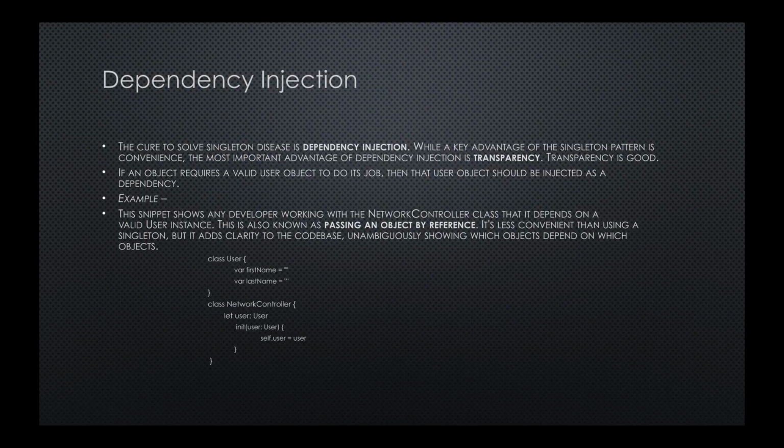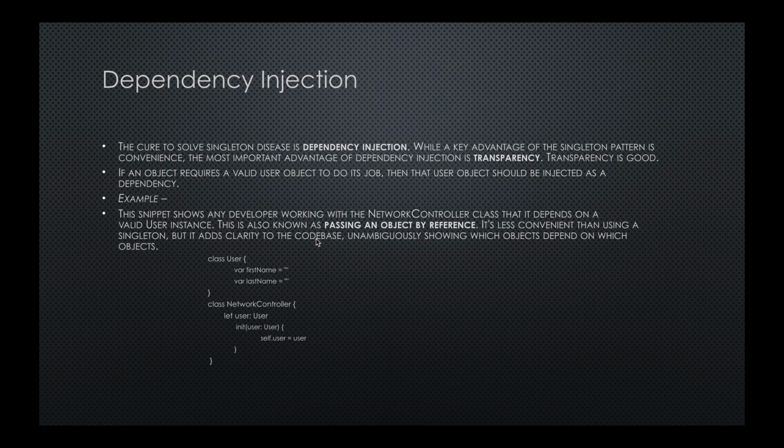So the cure to solve singleton disease is dependency injection. While a key advantage of the singleton pattern is convenience, the most important advantage of dependency injection is transparency. Transparency is good. So why can't we use singleton throughout the application? Because it's not transparent. You don't know which object is talking to which object. It's very difficult to see how the data is flowing through your application. And that is why we use dependency injection.